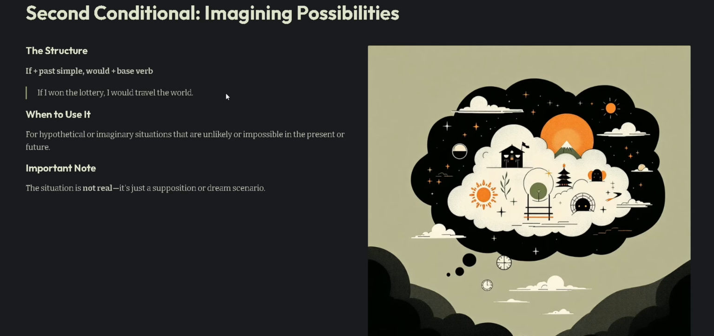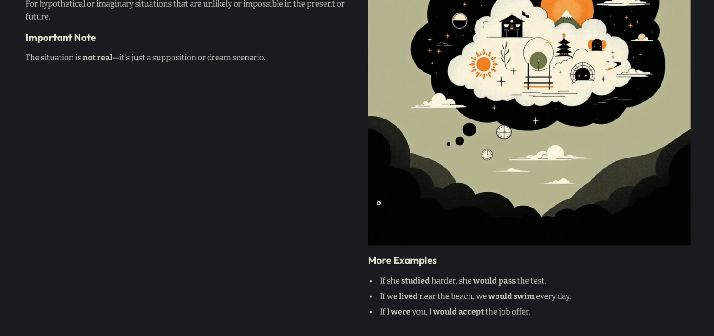So when to use it? The idea is that you can use it when you're going to say hypothetical or imaginary situations that are unlikely or maybe impossible to happen. The best example is if I won the lottery, I would buy a house for my mom. There is something important: this situation is not real. For real situations, we're going to use another conditional, so you need to take that into account.